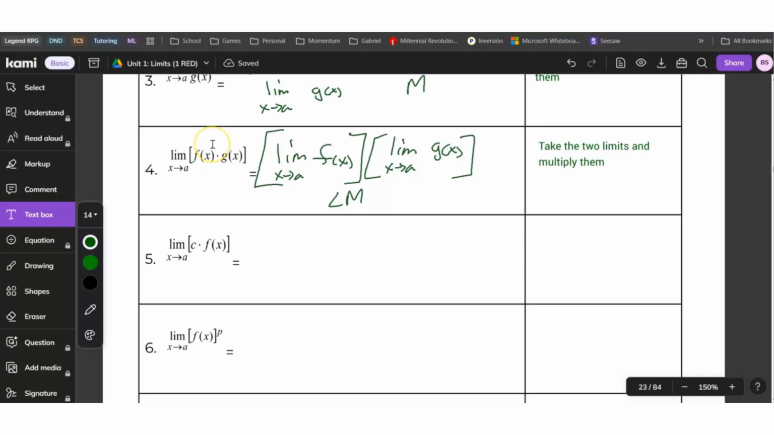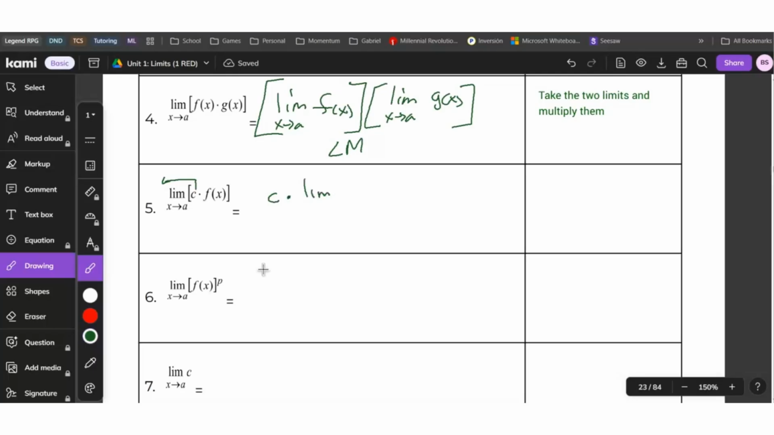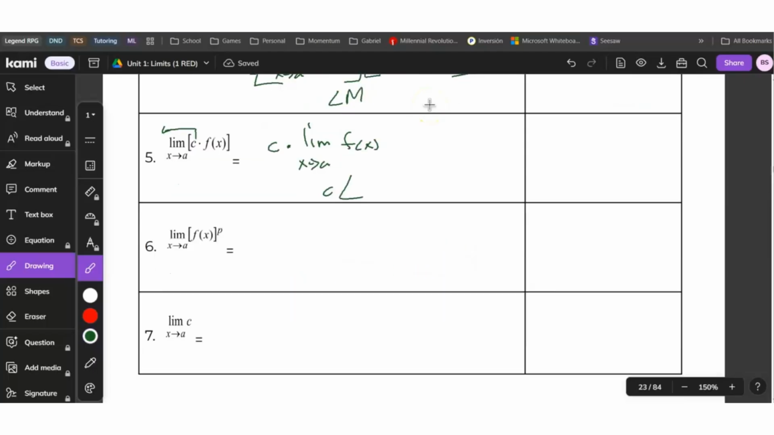Now for our next one. Okay, so if it's a constant, then the limit of a constant is, well, the constant. So if there's a constant times the function, that limit can just come out front. So this is the same as c times the limit as x approaches a of f of x, because the constant itself isn't going to change. So there's no limit on the constant. Exactly. Which means that for number 7, if we jump down and look at that, this here is literally just equal to c.